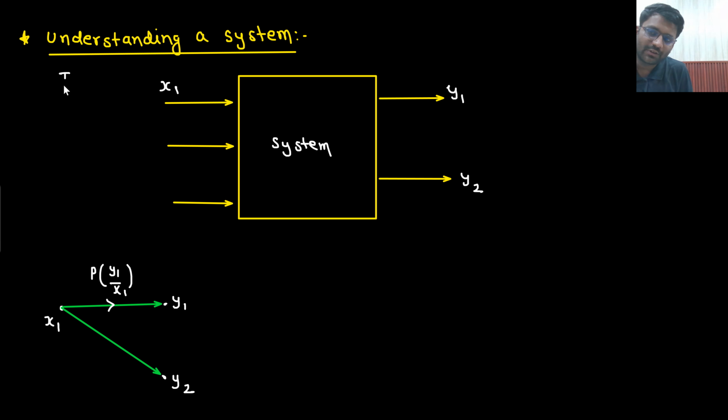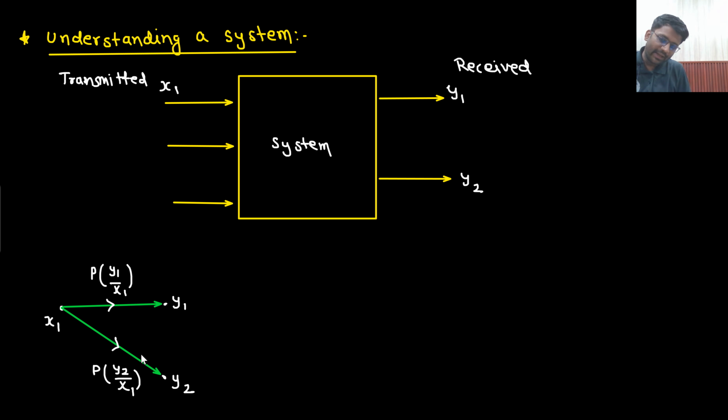Here which word will I use? Transmitted. And here what word will I use? Received. So this will be the probability of receiving y1 given that x1 was transmitted, and this would be written as the probability of receiving y2 given that x1 was transmitted. So on this arrow, y2 by x1 would be written, y1 by x1 would be written. So what is the meaning of all those things? Everything will make sense, just have some patience.